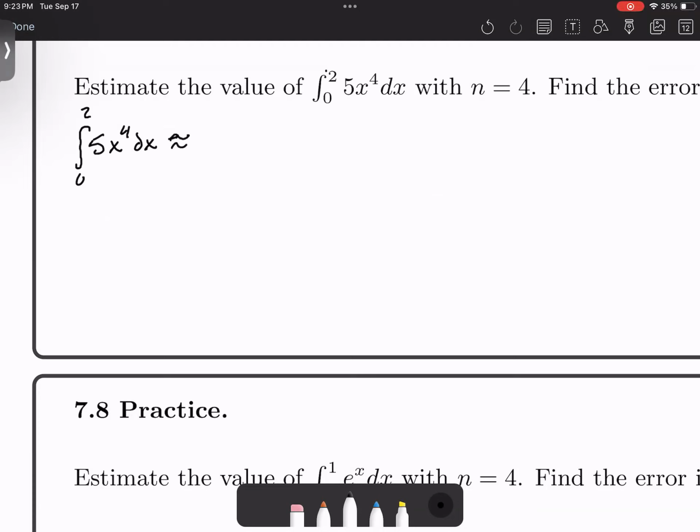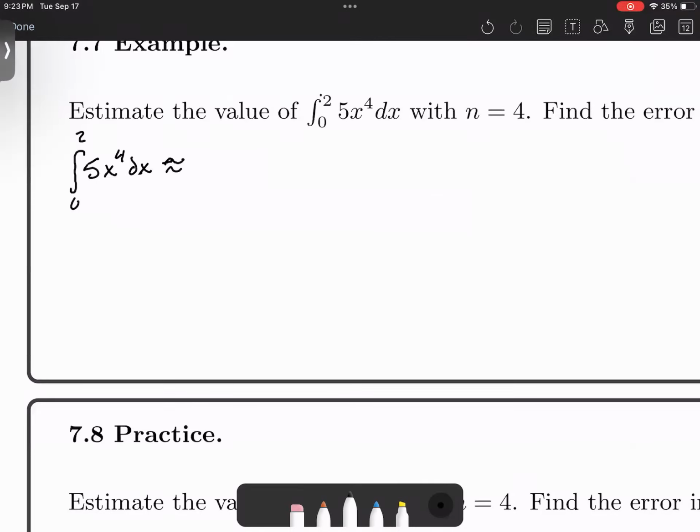So this will be approximately equal to delta x. So I'm taking the interval 0 to 2, and I'm squeezing in 4 rectangles in my domain. So 2 minus 0 over 4, 2/4, or 1/2. So each rectangle in the domain will have a width of 1/2. So we have delta x, 1/2, divided by 3. The division by 3 is a characteristic of Simpson's rule.